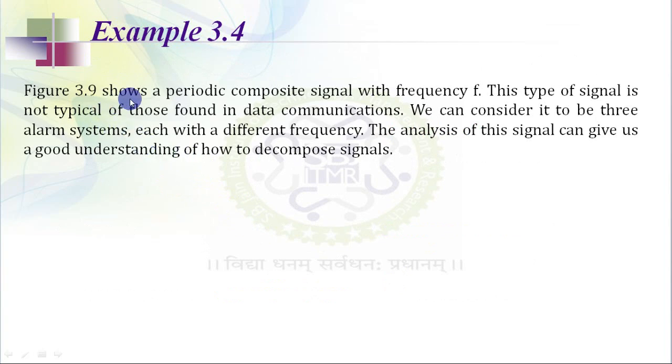In Figure 3.9 shows a periodic composite signal with frequency f. This type of signal is not typical of those found in the data communication. क्यों ऐसा होता है वो डिस्कस करते हैं. We can consider it to be three alarm systems, each with different frequencies. The analysis of these signals can give us a good understanding of how to decompose a signal.